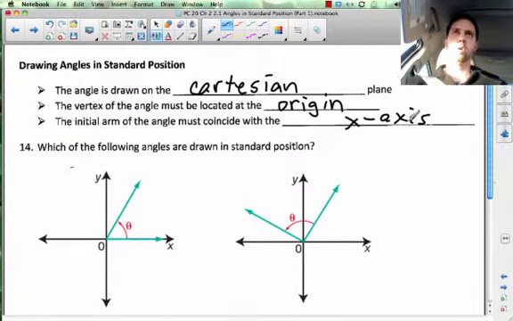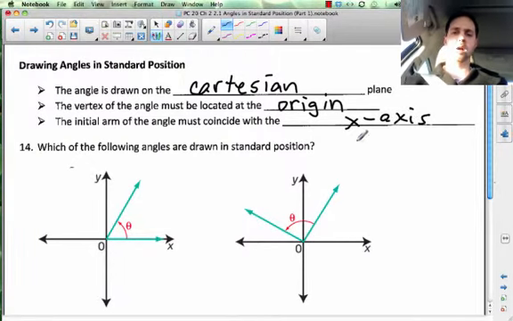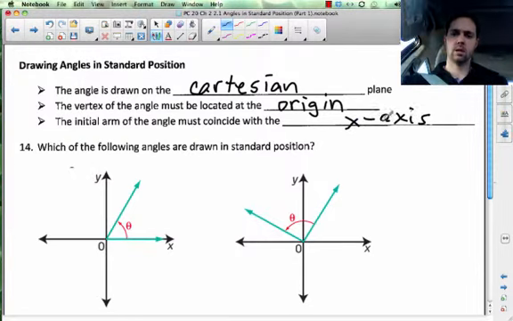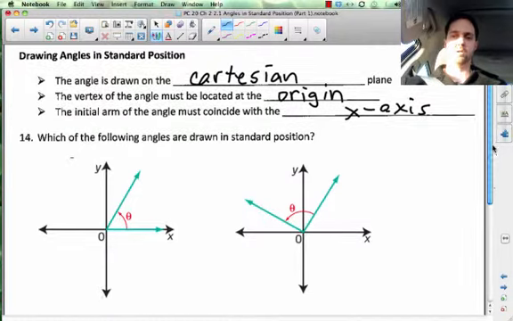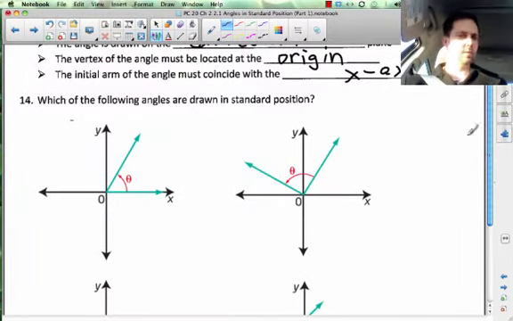Now this will also apply in the physics we're doing right now with all the vector work. We always draw an angle in standard position, or the components of an angle, beginning in the x-axis, the positive x-axis. All angles are measured from there.